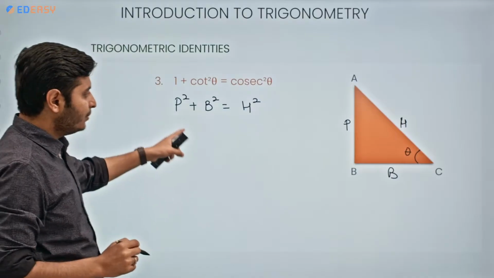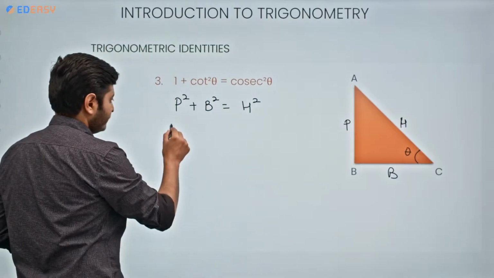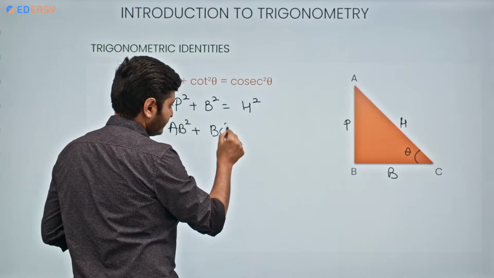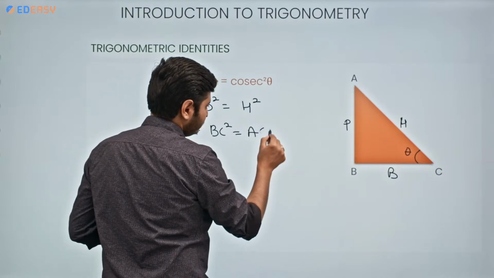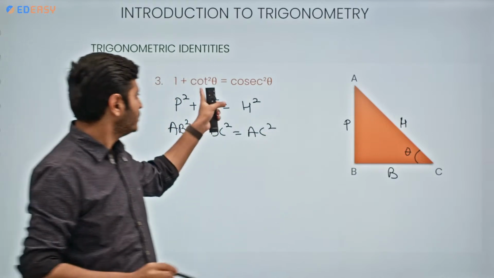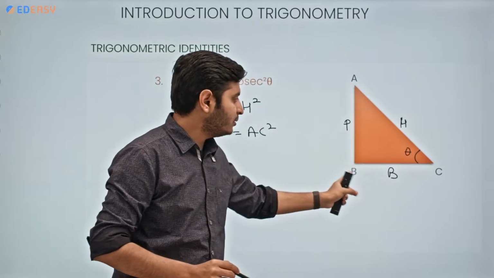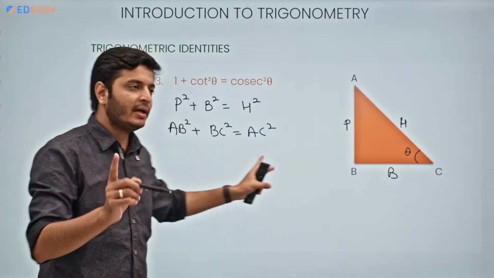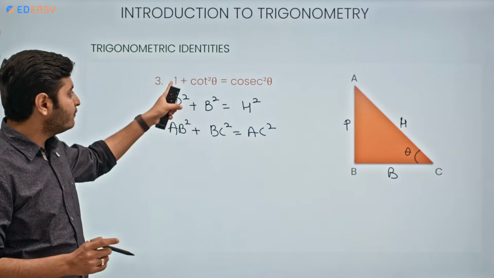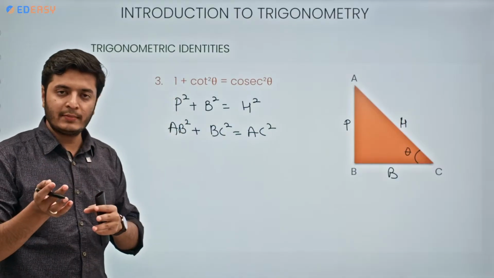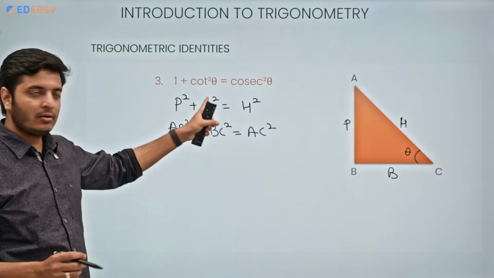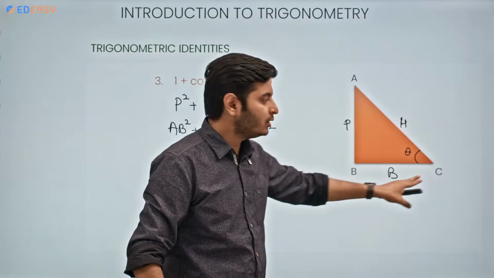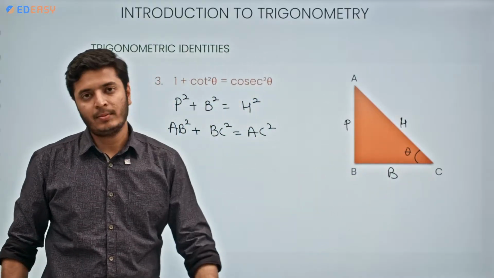Now P square means AB square. B square means BC square, equals AC square. I need cot theta, which means base by perpendicular, BC square by AB square. So it means I need to divide the whole equation by AB square, because I need 1 also. So AB by AB will give me 1. BC by AB will give me cot. And what about AC by AB? AC is hypotenuse, and AB is perpendicular.